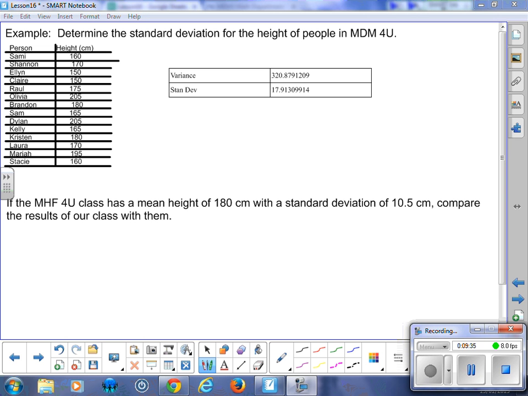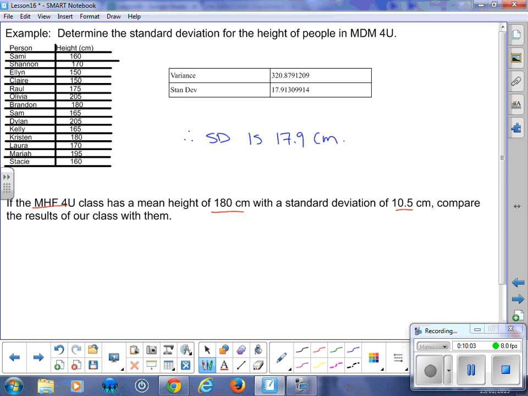So first example, determine the standard deviation of the height in data management. So therefore, SD for standard deviation is 17.9 centimeters. Done. Now, class from last semester, MDM4U. It has a mean or an average of 180 centimeters and a standard deviation of 10.5. Compare our results with them.